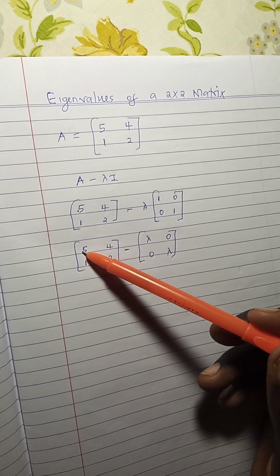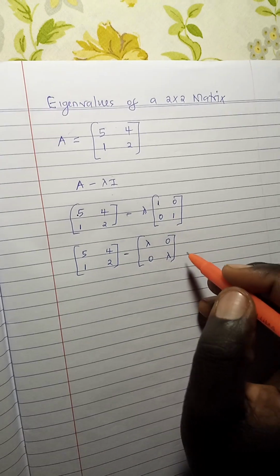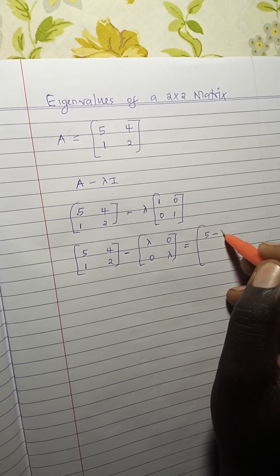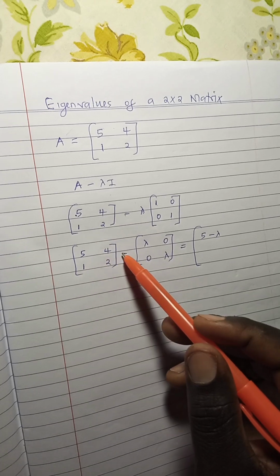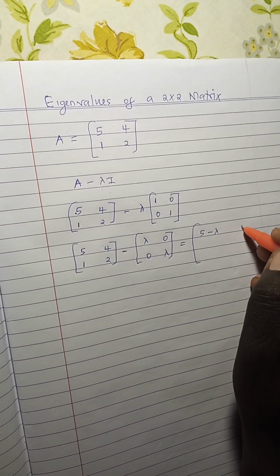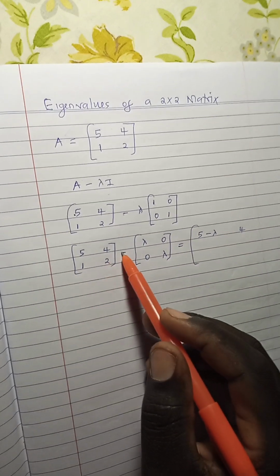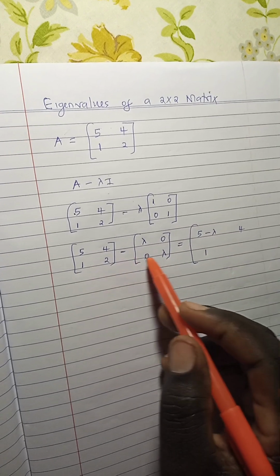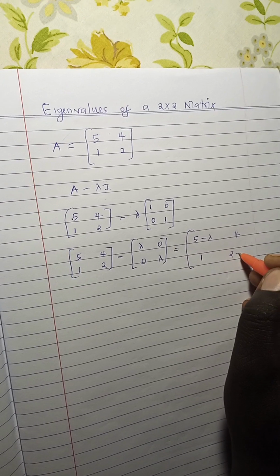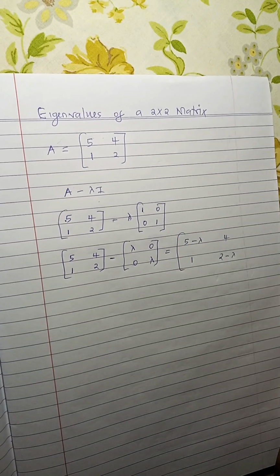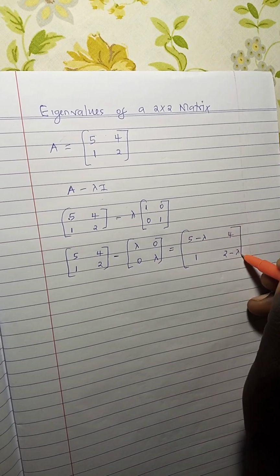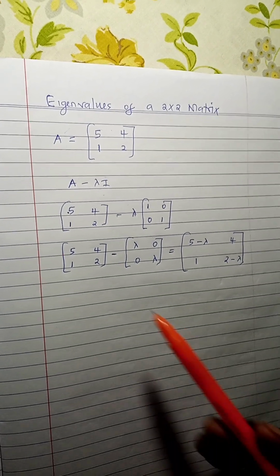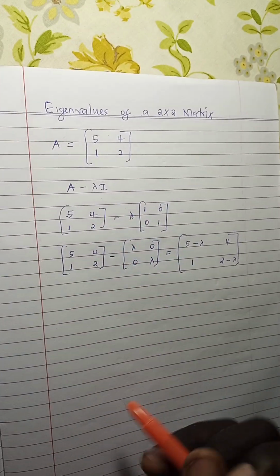Then we have 5 minus lambda, then 4 minus 0 will be 4, 1 minus 0 is 1, and 2 minus lambda will be 2 minus lambda. That is what we have as our resultant matrix. That is A minus lambda I.